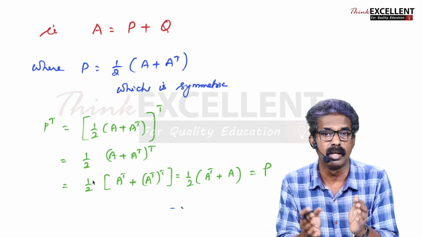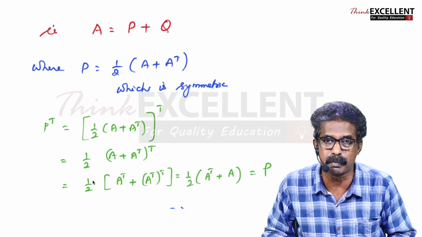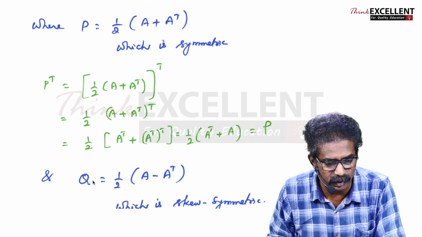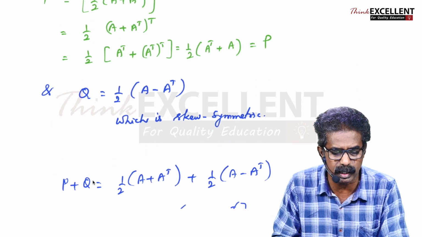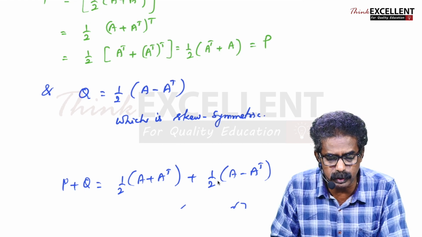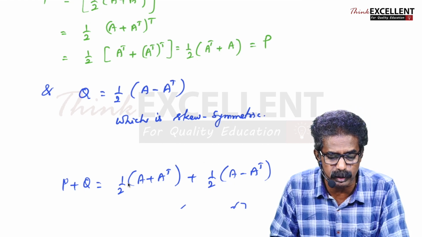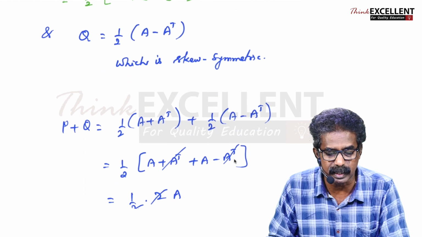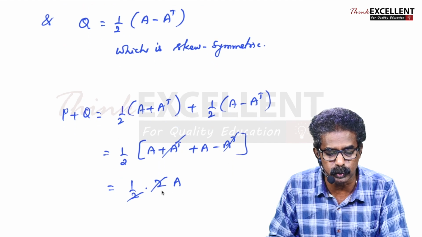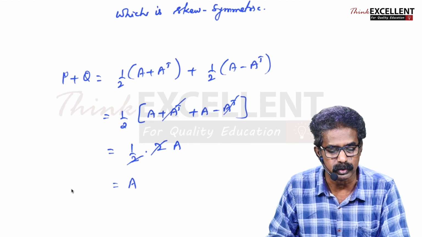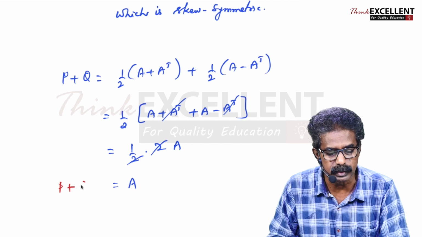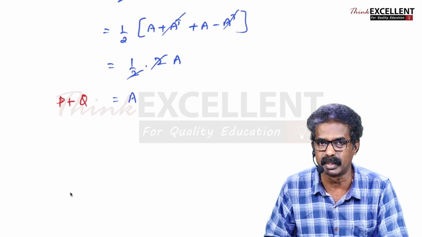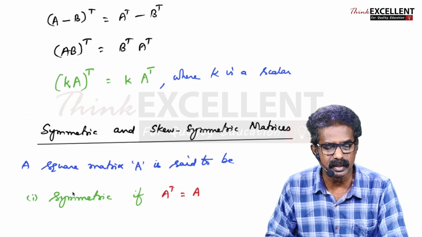Now the only thing you have to check is, when you add P and Q, we have taken some values for P and Q, so while adding, we have to get A. Let us check that. You find P plus Q. P is half into A plus A transpose, plus Q is half into A minus A transpose. Half is common, take it out. What is left is A plus A transpose plus A minus A transpose. A transpose cancels, A plus A is 2A, the 2 cancels, and you get A. So A is equal to P plus Q, where P is symmetric and Q is skew symmetric. This is the only new thing. All the other things you already studied.